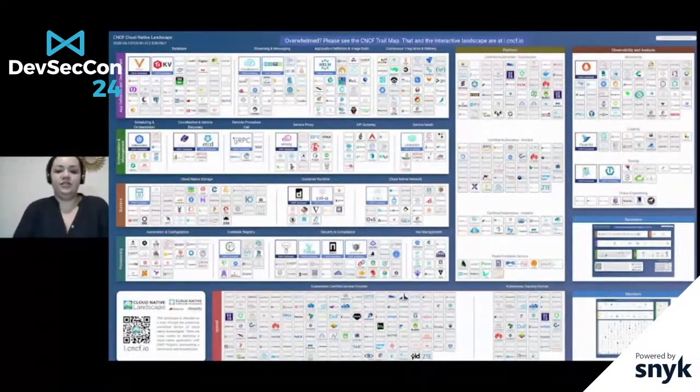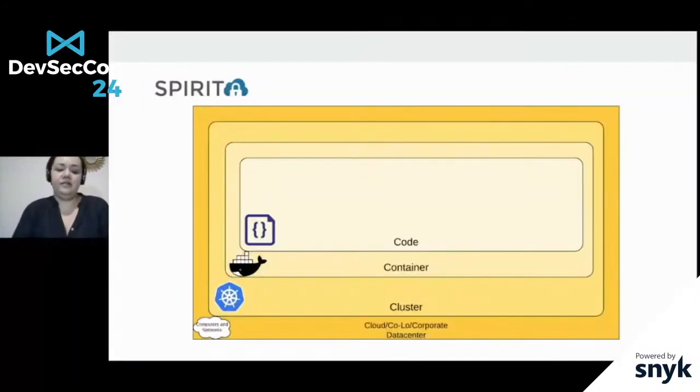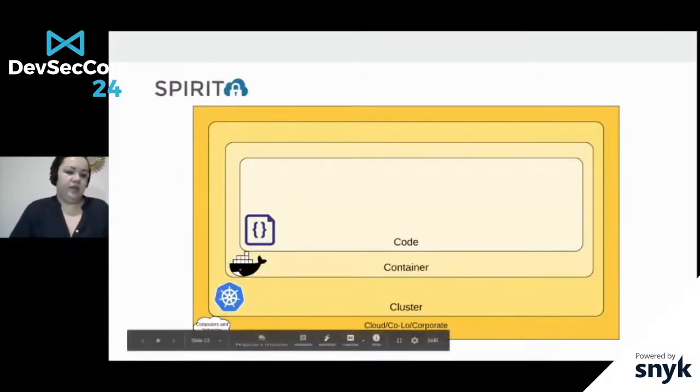So to make our journey simpler, as I promised in the beginning of this talk, let's concentrate on the Cloud Native Security 4 Cs: code, container, cluster, and cloud. This is another nice takeaway from my talk, I hope. Okay, let's start with code.